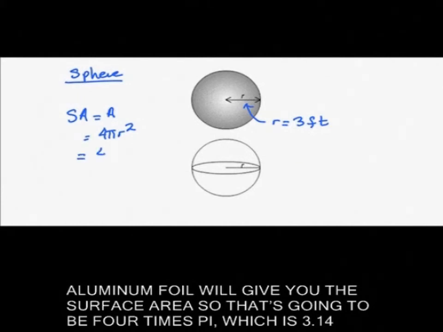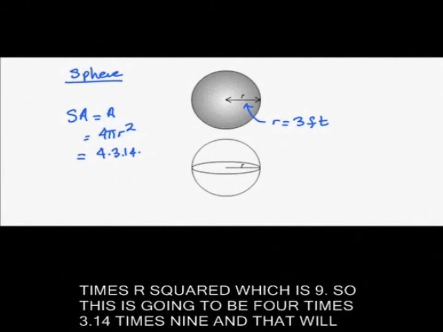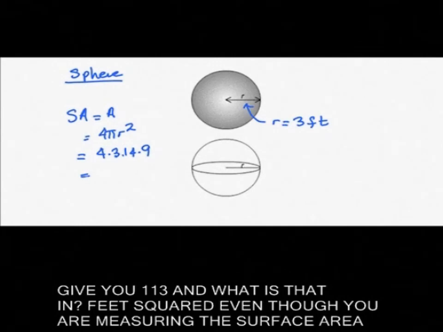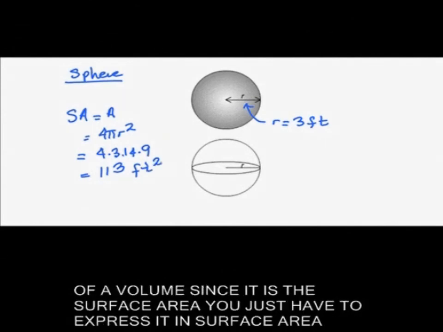So that's going to be 4 times pi, which is 3.14, times r squared, which is 9. So this is going to be 4 times 3.14 times 9, and that will give you 113. And what is that in feet squared? Even though you are measuring the surface area of a volume, since it is the surface area, you just have to express it in surface area units.